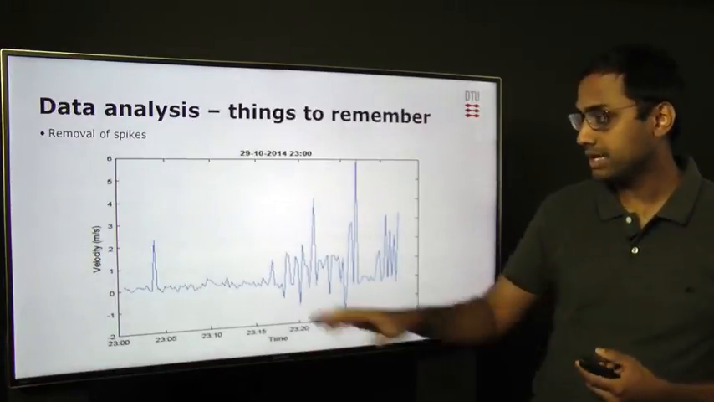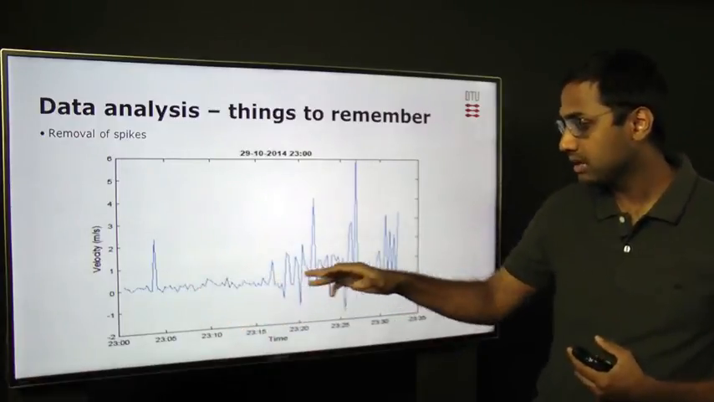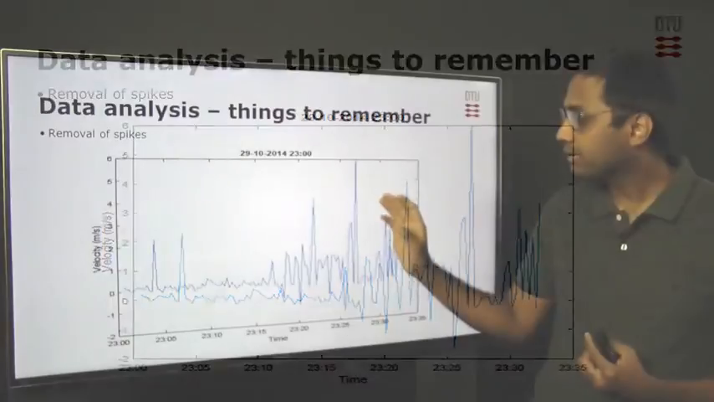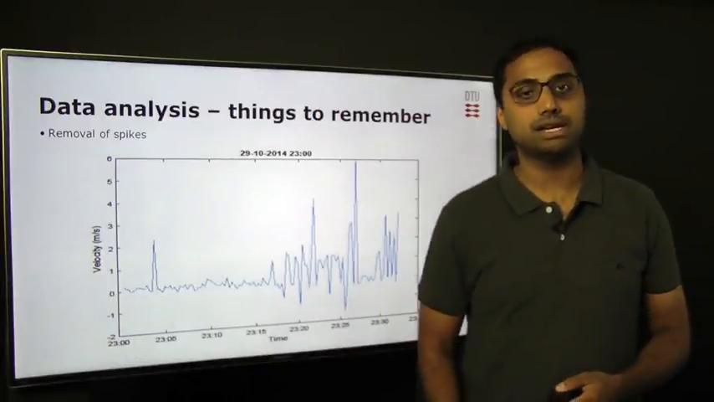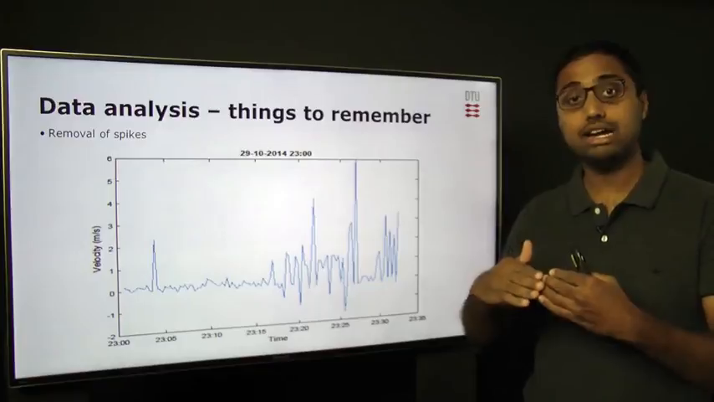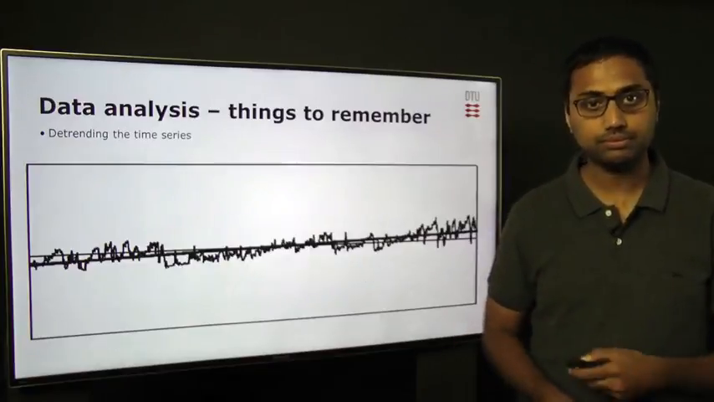Then removal of spikes. This is a very typical time series where you not only see fluctuations but huge jumps in the wind velocities on a very short time scale, which normally can be thought of as spikes. And this we need to remove, otherwise we artificially increase the amount of energy at higher frequencies.